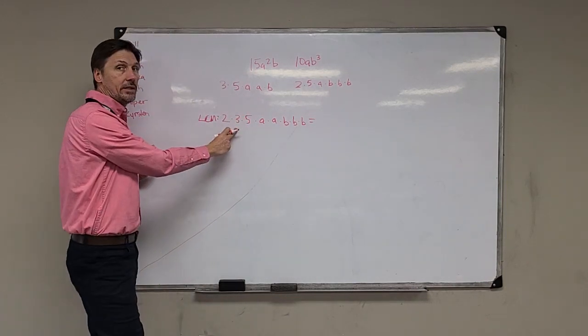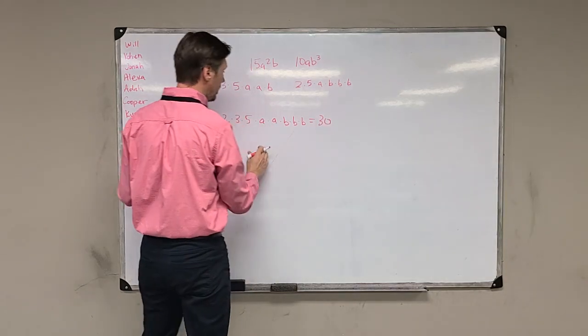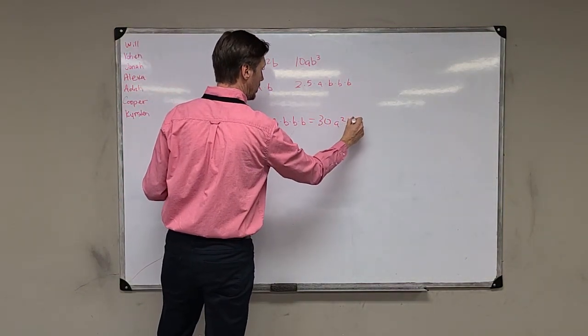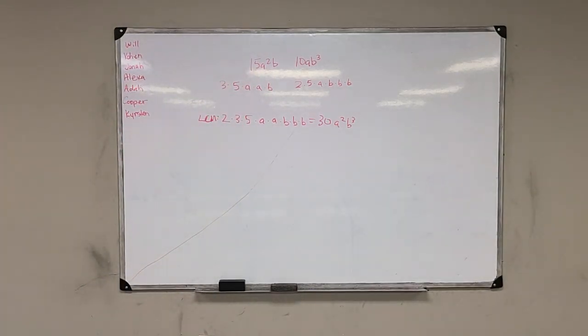2 times 3 is 6, times 5 is 30. So our number is 30. a times a is a squared, and b times b times b is b cubed. So that would be our least common multiple when we're including variables in the mix. Any questions about that?